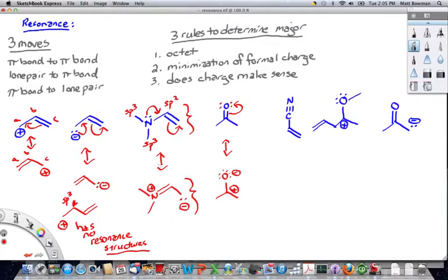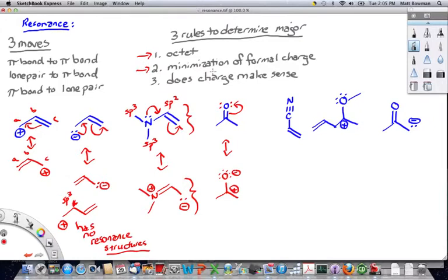And when it comes time to determine which structure is major, you have 3 rules to follow. The first and most important rule is the octet rule. If a molecule has all the atoms with a complete octet and another one doesn't, the molecule with a complete octet is automatically major. But if all the molecules have a complete octet, then we have to go to rule 2. It's very important to follow these in order.